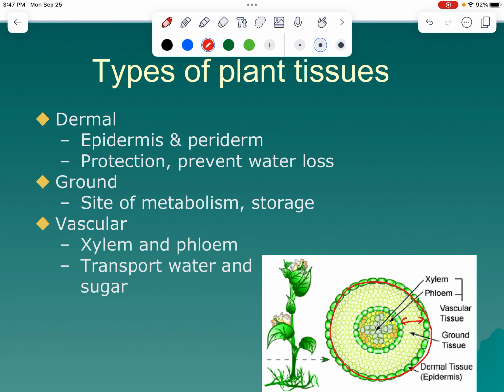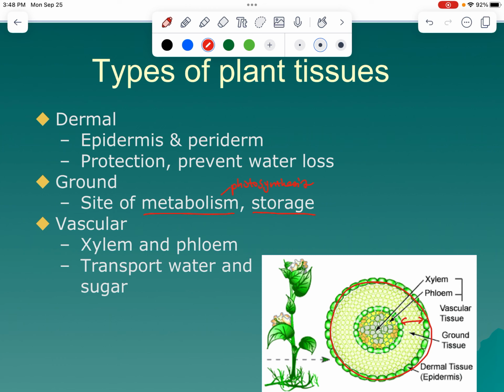The ground tissue refers to the middle layer of tissue that's shown in this picture here, and their role is metabolism. So they do photosynthesis, they do cellular respiration. They basically allow the plants to grow and reproduce and maintain homeostasis. They're also involved in storing of water and nutrients.